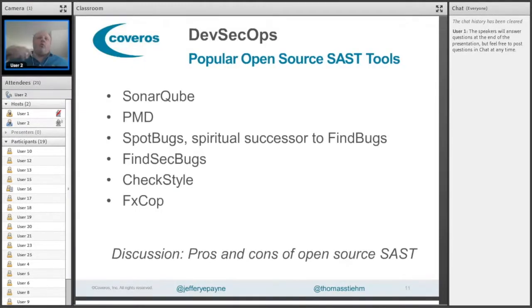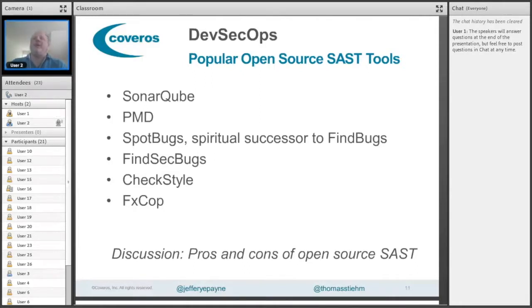So if we go back to talking about SAST, static analysis tools, what are the pros and cons of the open source static analysis tools? Where do they work well? What are they good for? And where are they maybe not so great, so that you do need to consider some commercial tools?